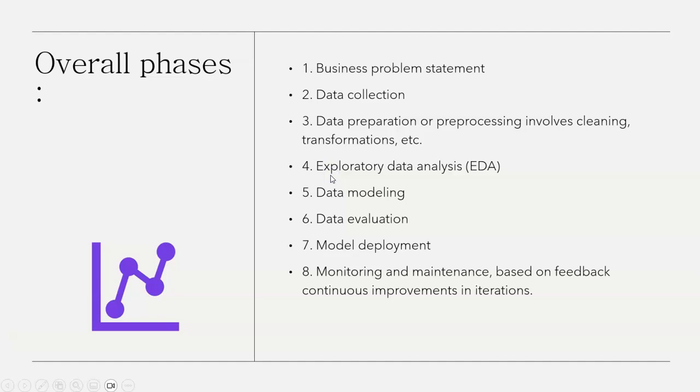In simpler terms, a data science project consists of the following 8 phases. The first phase is business problem statement, and the next is data collection. Coming to data preparation, which is also called data pre-processing, in this phase we will do basic data cleaning as well as data transformation. And the next phase is exploratory data analysis. In its short form, we will call it EDA.